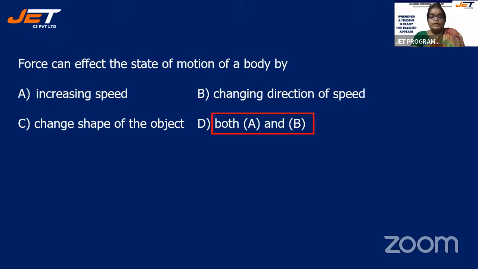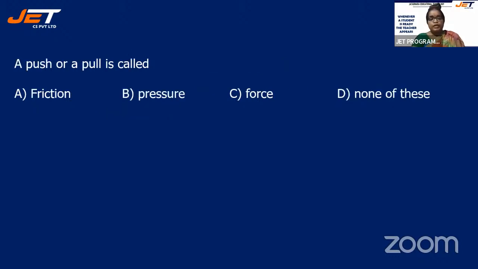Let us see. It is option D, that is both A and B. Speed will increase, and direction will also change. Changing direction of speed. Next one, a push or a pull is called. So it is clearly a definition of force. That is option C. A push or pull is called force.